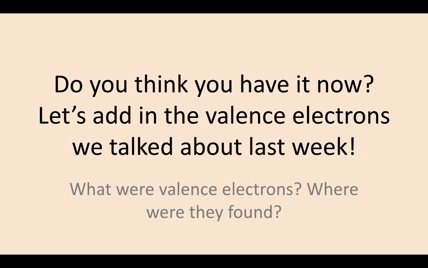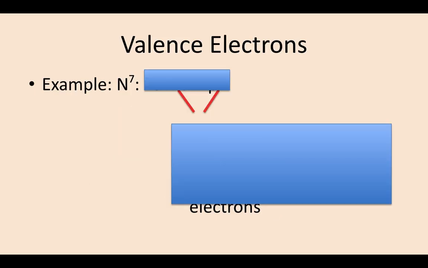All right, so do you think you have it now? Let's add in the valence electrons that we talked about last week. We were also talking about valence electrons when we were drawing our Bohr models. Remember, we were putting boxes around them or circling them. Where were they found? They were found in the highest energy level or the outermost orbital. Okay, so they're still going to be in the highest energy level.